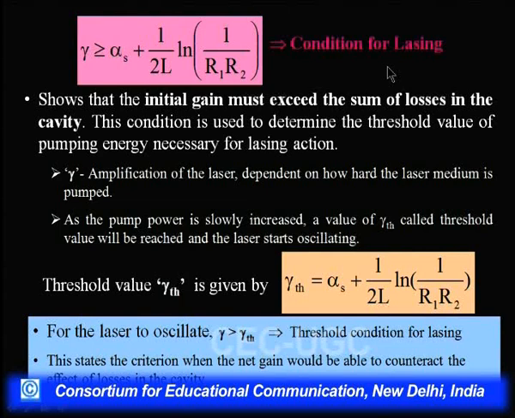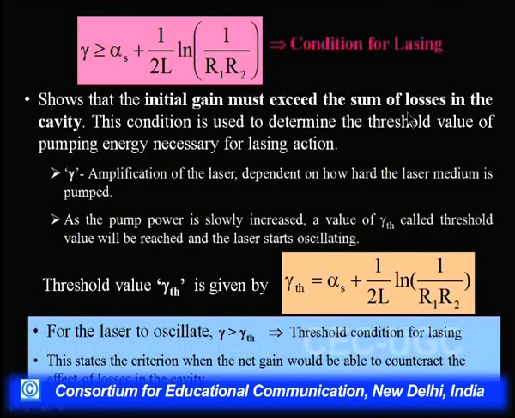This is a very important condition. By using this we can get the laser light. Gamma is greater than or equal to alpha S plus 1 by 2L log of 1 by R1 R2. Now this shows the initial gain must exceed the sum of the losses in the cavity. Means in the cavity there must be a gain and losses taking place simultaneously.